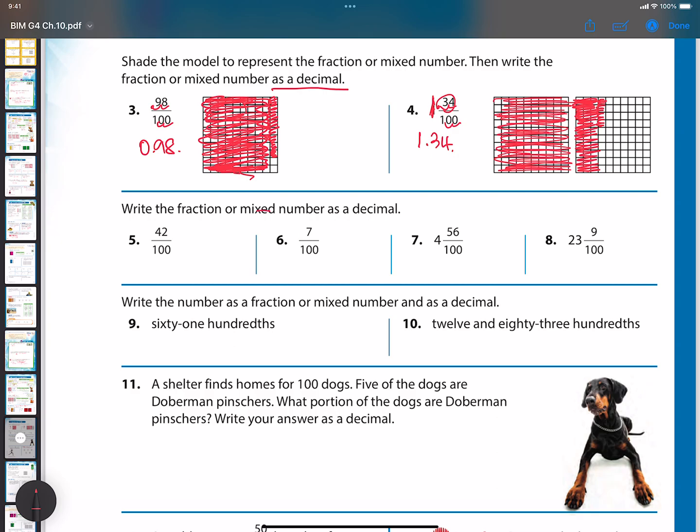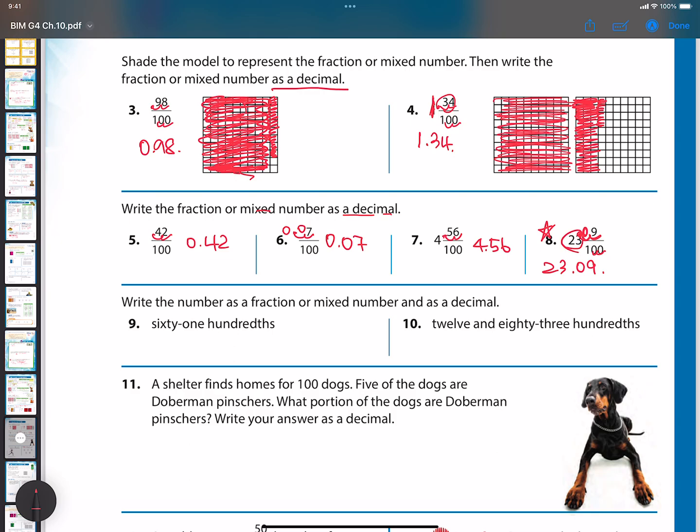Write the fraction or mixed number as a decimal. Okay, so 0.42. So in here, empty, you have to put what? Zeros. Okay, so 0.07, 4.456. And 23 and 09. Okay, this one, don't get confused guys, number 8, because you need to move zeros, and the empty space you have to add 0. Okay, and we have a whole number.